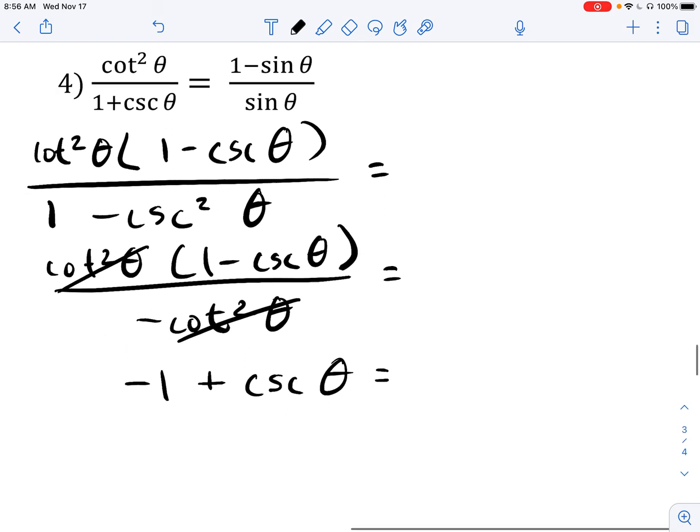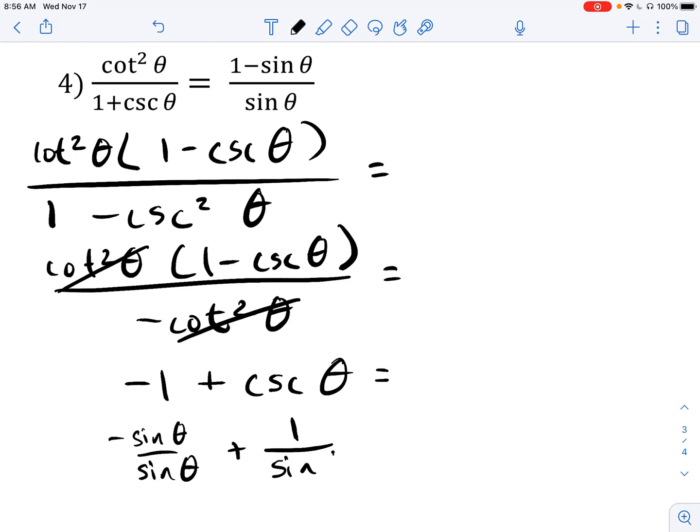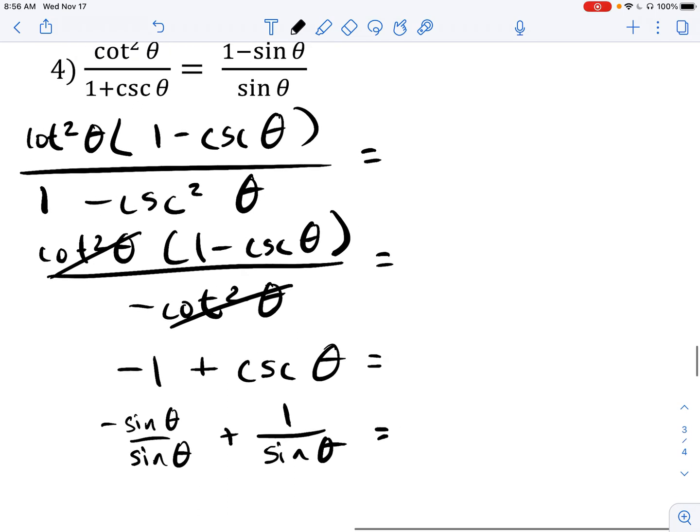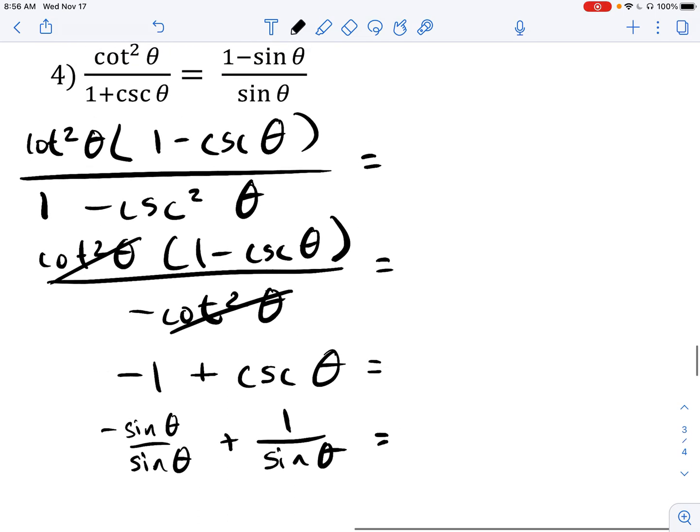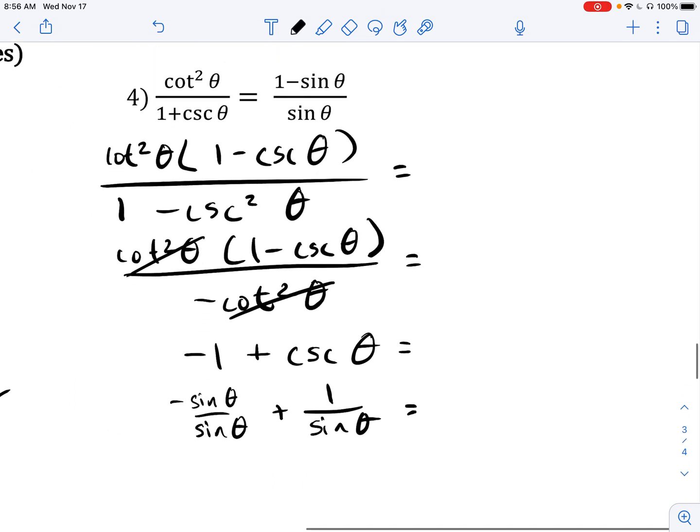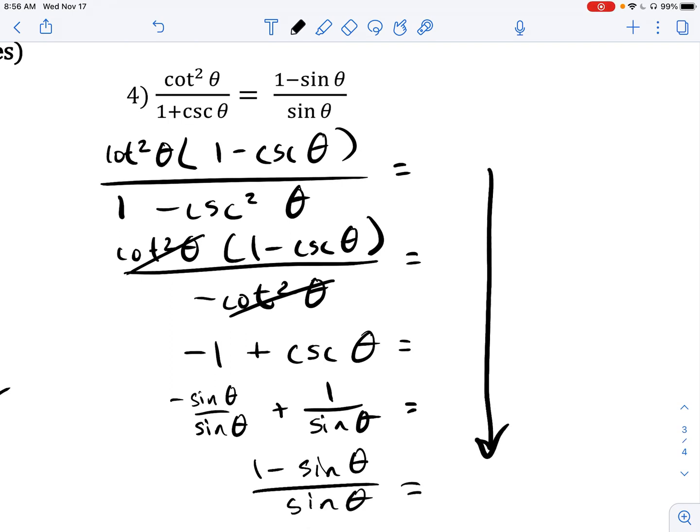And in this case now, because I want to end up with sine in my denominator, I'm going to rewrite this negative 1 as negative sine theta over sine theta. And this cosecant of theta as 1 over sine theta, which then allows me to combine these two fractions. Write this as 1 minus sine theta all over sine theta. And there it is. Okay? And hopefully this helps you get a sense of exactly the rules and the process for verifying trigonometric identities.